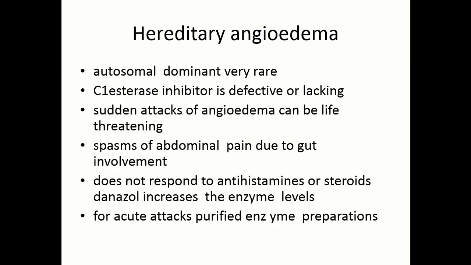A few words about hereditary angioedema, because it's an autosomal dominant disease, very rare, where it's due to C1 esterase inhibitor, either defective or lacking. It causes sudden attacks of angioedema, which can be life-threatening, and spasms of abdominal pain due to gut involvement. It doesn't respond to usual antihistamines or steroids. The treatment is danazol, which increases the level of C1 esterase inhibitor. For acute attacks, you have to give purified enzyme preparations.